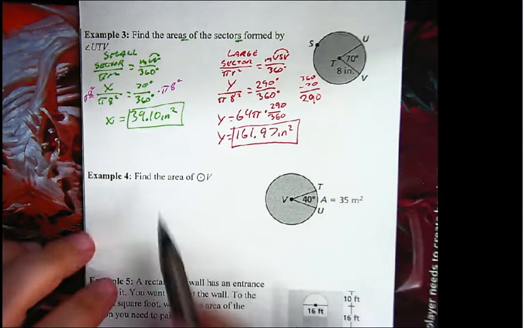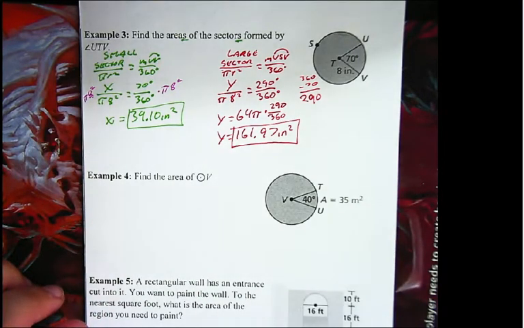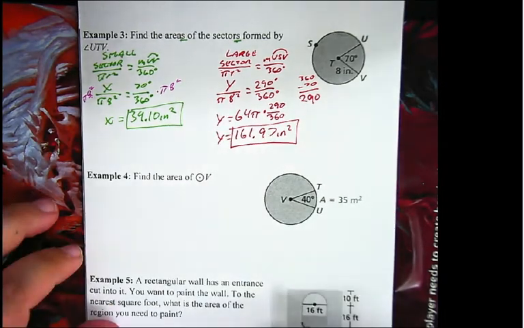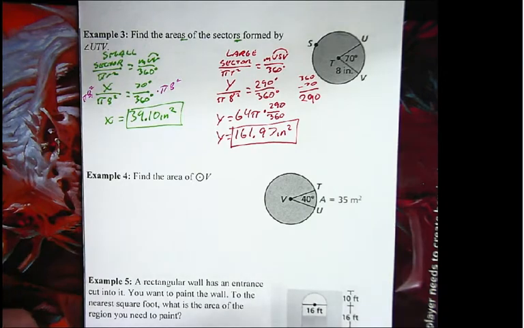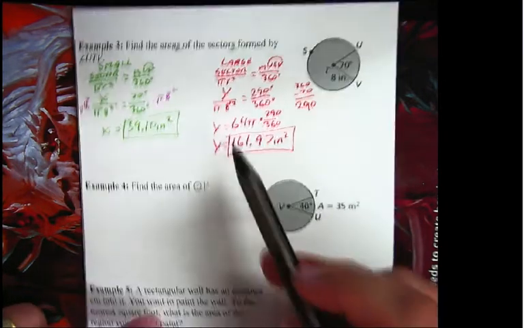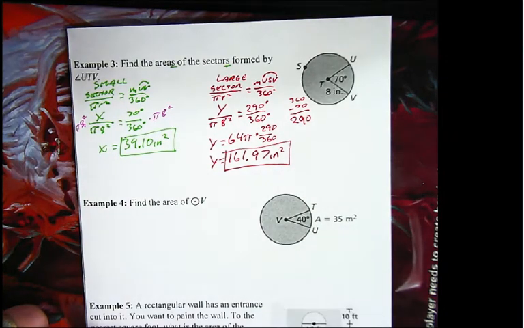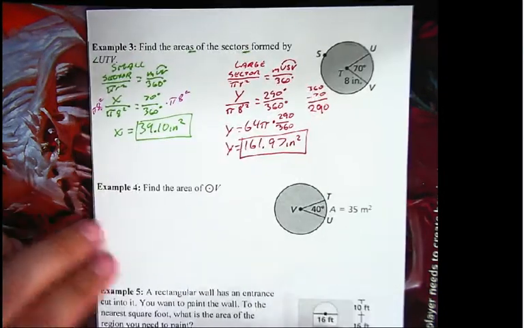All right. We want to find the area of the circle. Well, that's pi r squared. That's easy enough, except there's no radius. Oh, no. Well, we've got to do something without using the radius. So what we're going to do is use the area of the sector, because I do know the area of the sector to be 35 meters squared.